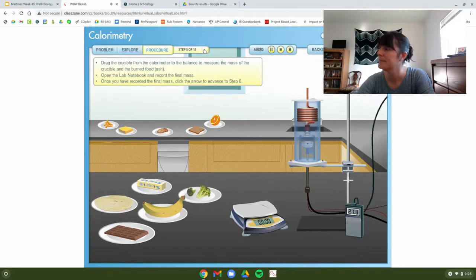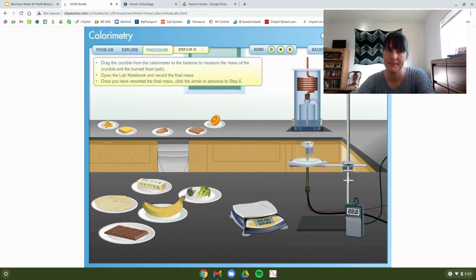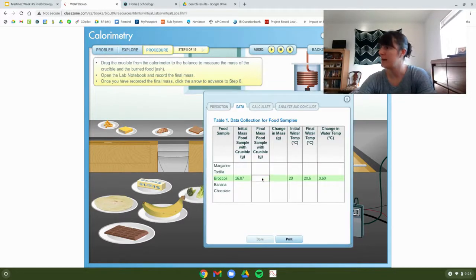Drag the crucible from the calorimeter to the balance to measure the mass of the crucible and the burned food ash. Open the lab notebook and record the final mass. Once you have recorded the final mass, click the arrow to advance to step 6. All right, this part seems important because if I imagine burning some broccoli, I might not be able to burn all of it. So I want to know how much of it I actually burned. Looks like my final mass is 15.01 grams.